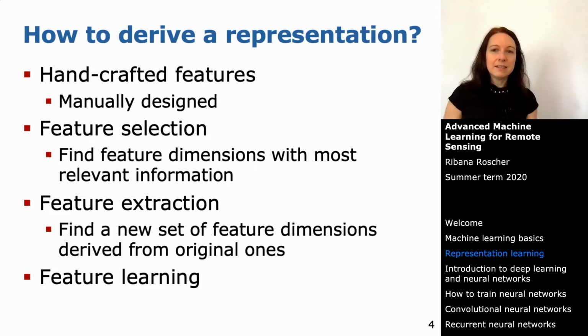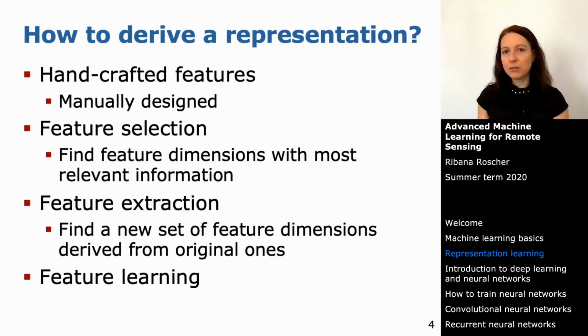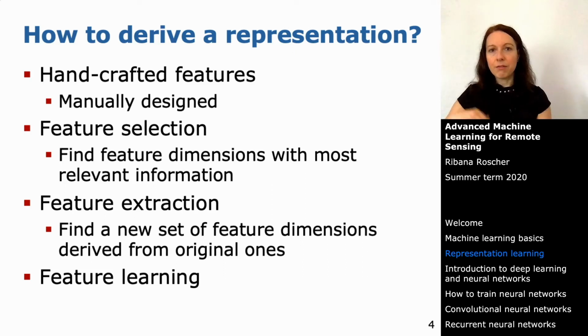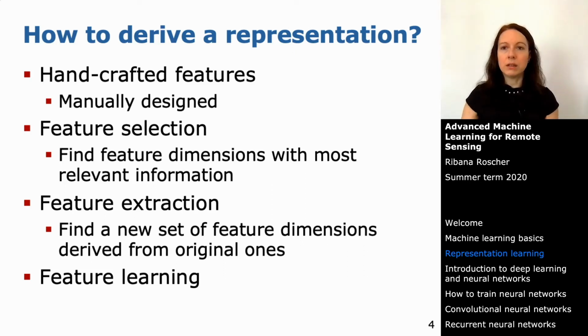And there are different possibilities to derive a good representation in machine learning. Today I will show you a few of them, from classical ones which were used for many years, and then we will talk about neural networks and how neural networks can change the representation to a really good one.